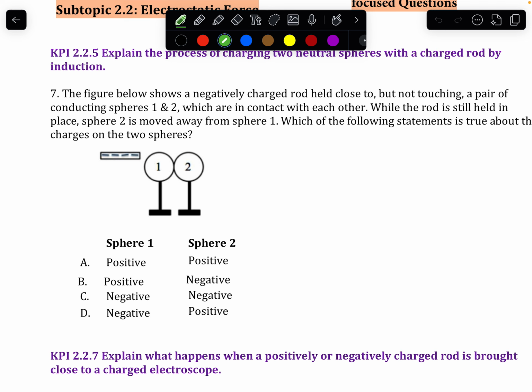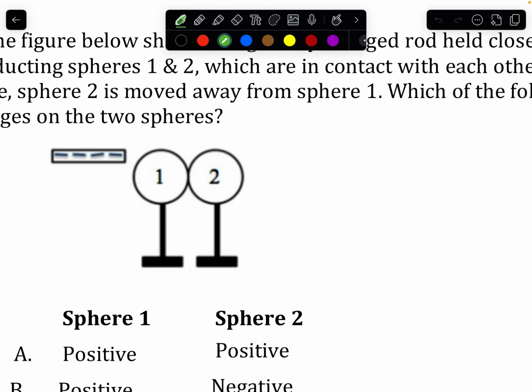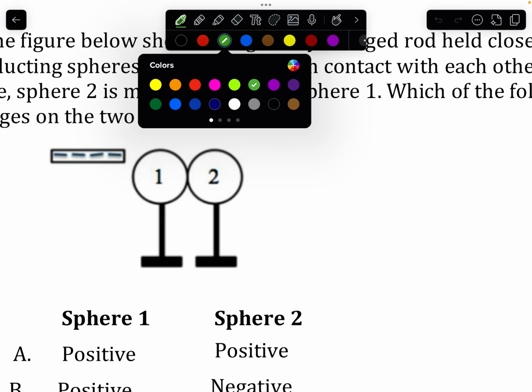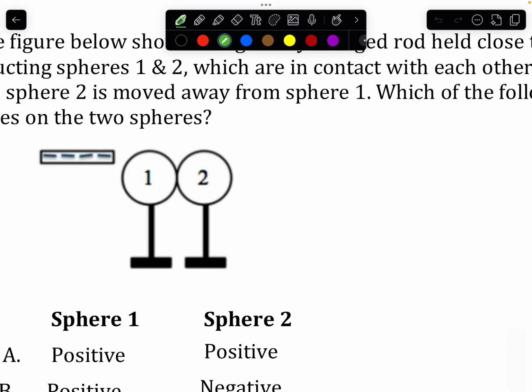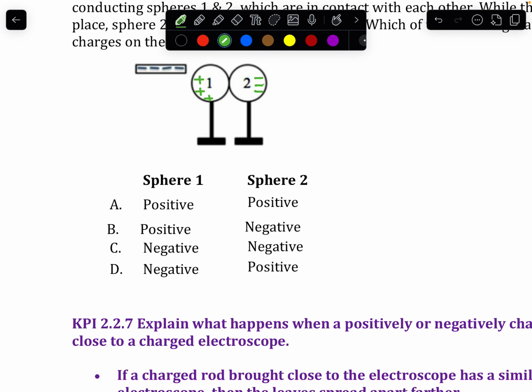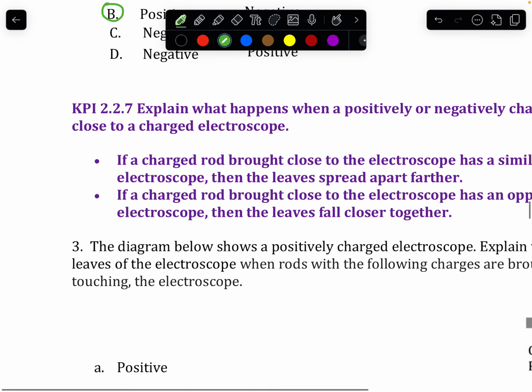So here I approached by induction a negatively charged rod. So the electrons will be repelled, will get repelled and sit on the sphere number 2, leaving positive charges on sphere number 1. If I separate them, sphere 2 will be negative and sphere 1 will be positive.